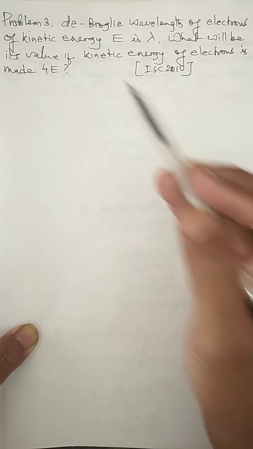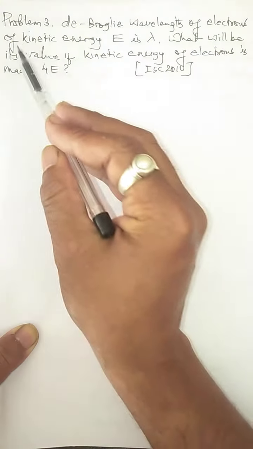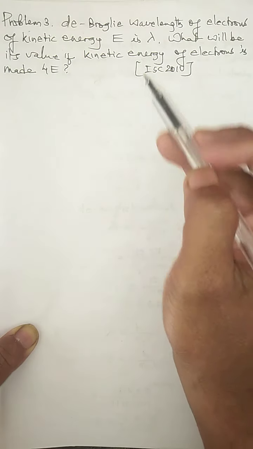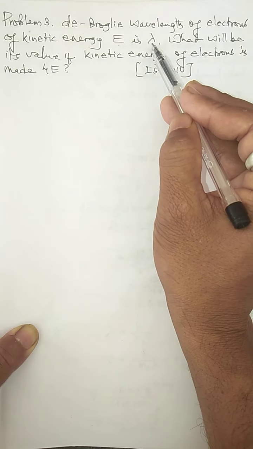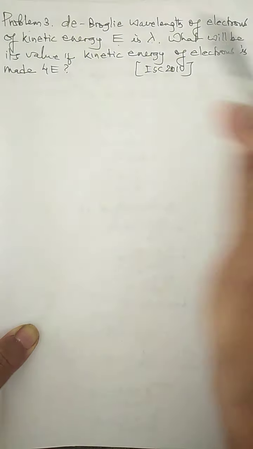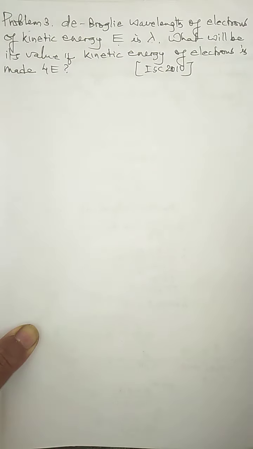A simple problem. The question says that the de Broglie wavelength of electrons of kinetic energy E is lambda. When the kinetic energy of the electron is E, the de Broglie wavelength is lambda. The question asks what its value will be, meaning again we have to find the de Broglie wavelength if the kinetic energy of the electron is made 4E.